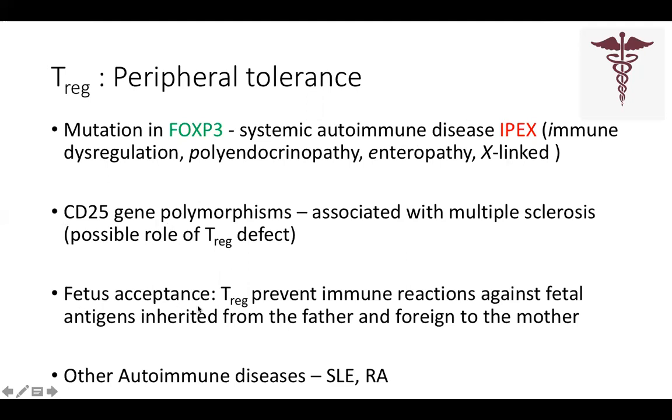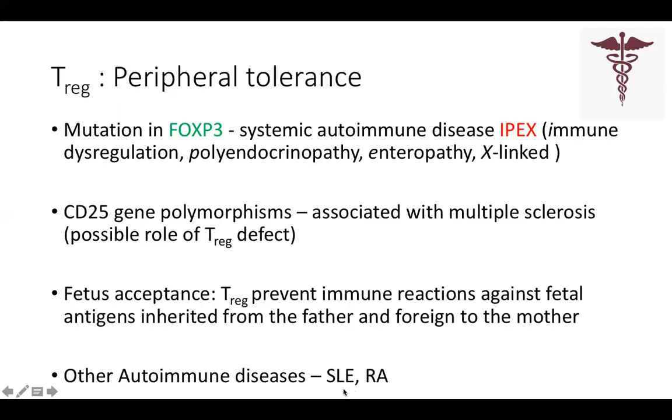Okay. Fetus acceptance. So this is a very interesting aspect of Treg, that Tregs prevent immune reactions against the fetal antigen. So basically, for every mother, the fetus is a foreigner. Why? Because the HLA complement of the fetus and mother can never match. The fetus has half HLA genes of mother and half from the father. Okay, siblings can be histocompatible, but parents can never be histocompatible with their child. You're understanding this. Still, the mother's T cells do not mount an immune response against the fetus. How does that happen? So that happens because the T regulatory cells are thought to prevent this from happening.